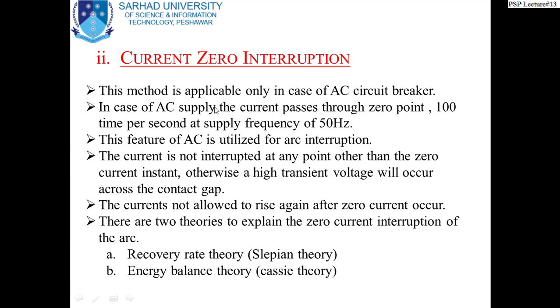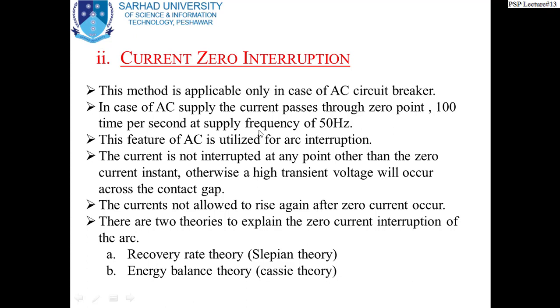In the case of AC supply, the current passes through zero 100 times per second at a supply frequency of 50 Hz, because in each cycle the current passes twice through zero, right? So if you have 50 cycles, 50 multiplied by 2, it is 100 times it passes through zero in 1 second.